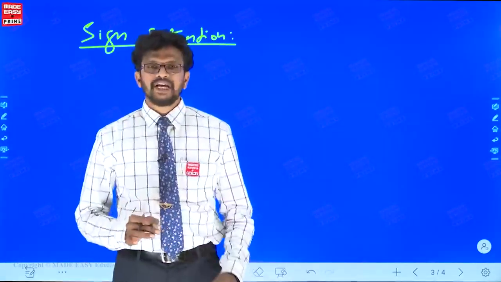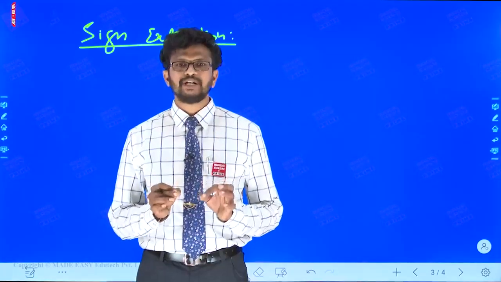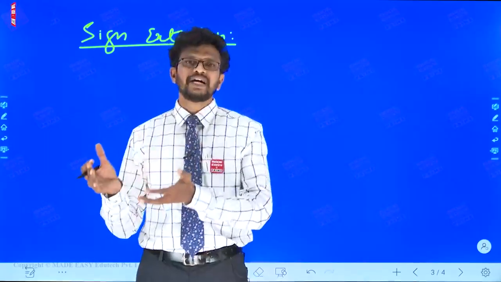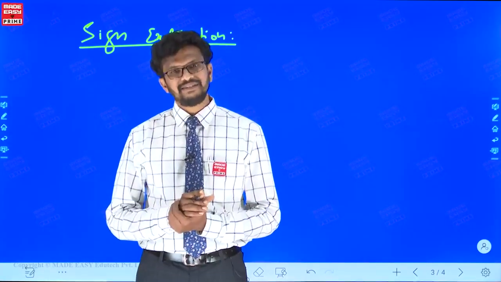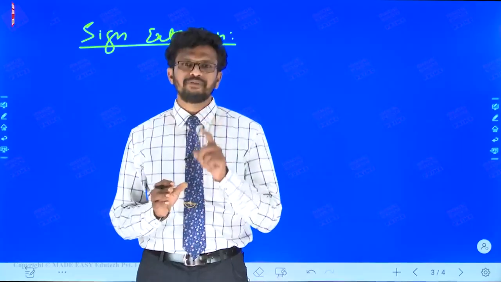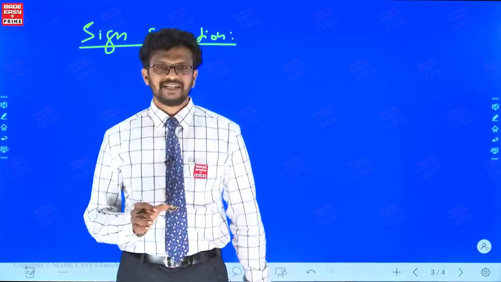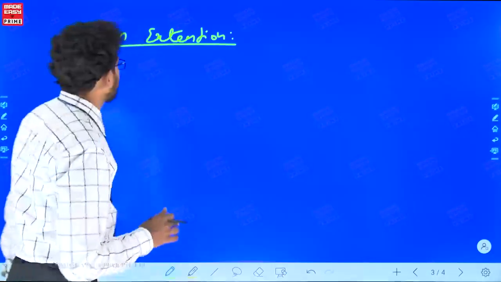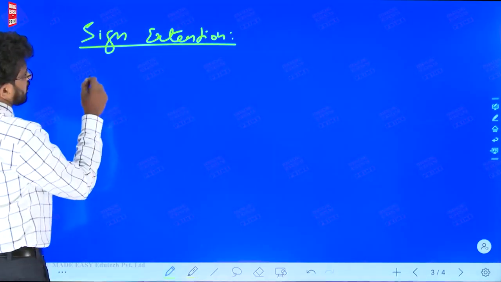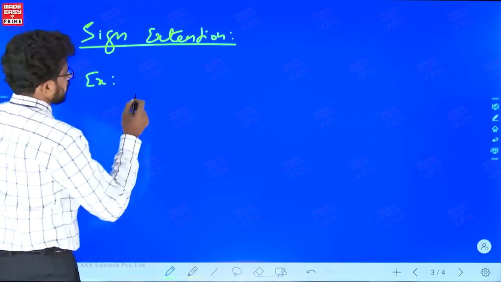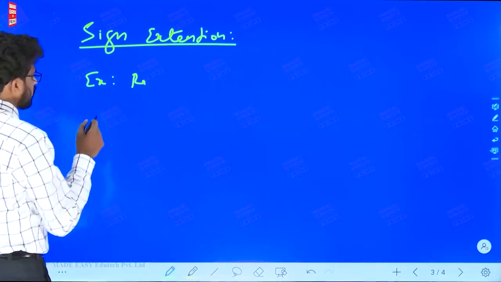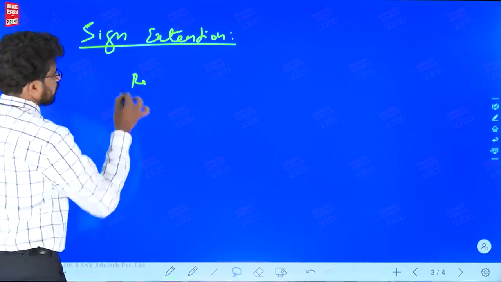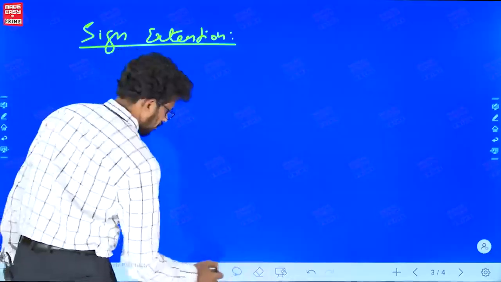What's the rule? In order to represent a number in 2's complement form using a larger number of bits as compared to its given size, repeat the sign bit on the left side, the left part of the digits or bits. Let us consider what this means. For example, consider a simple problem so that you can understand easily.